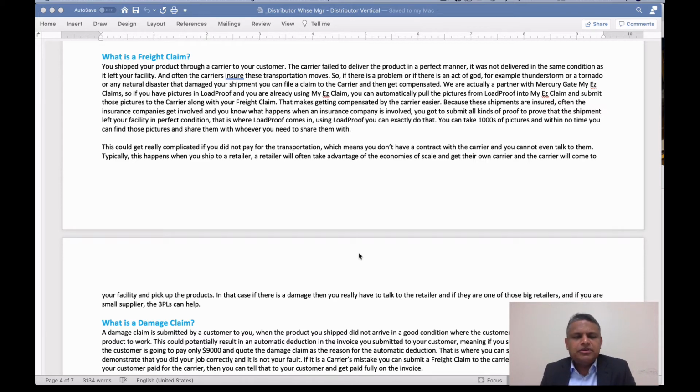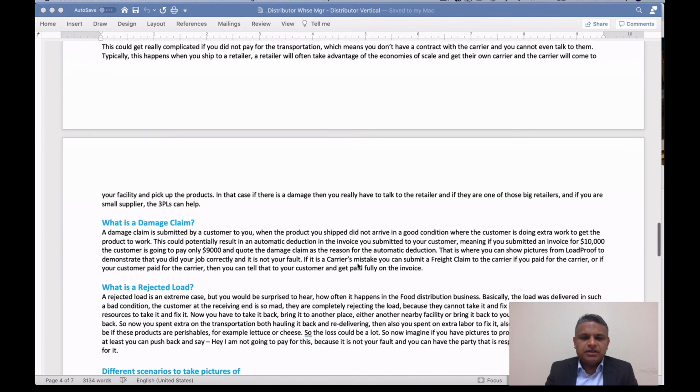This could get really complicated if you did not pay for transportation, which means you don't have a contract with the carrier and cannot even talk to them. Typically, this happens when you ship to a retailer. A retailer will often take advantage of the economies of scale and get their own carrier, and the carrier will come to you and pick up. In this case, if there's damage, you'll have to talk to their team. If you're a small supplier, 3PLs can help as well, right? That's one of the reasons why many people work with 3PLs.